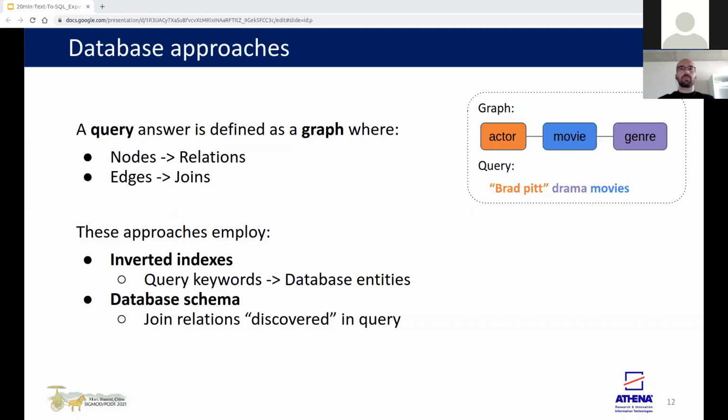In database approaches, a query answer is defined as a subgraph of the database schema, where the nodes represent the relations and the edges the joins between them. These approaches employ the inverted indexes of the database in order to map the input query keywords to the database entities, and the database schema to find the joins between the relations discovered in the query.